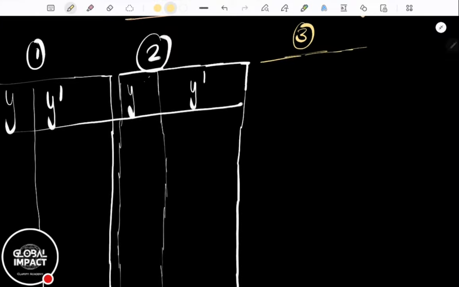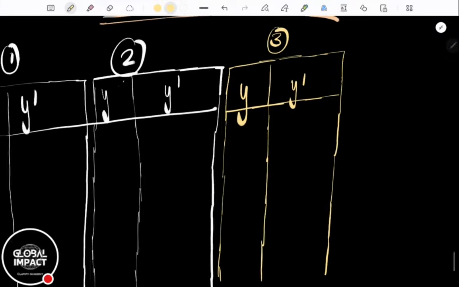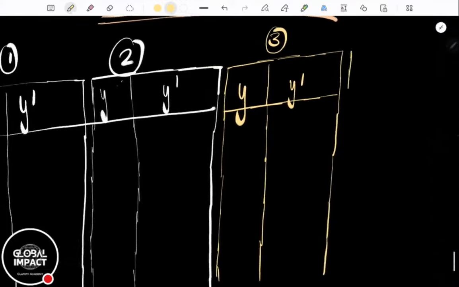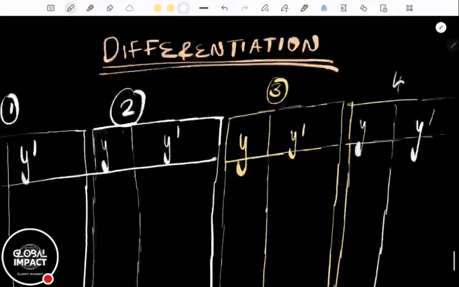For table number 3, I'm going to put the y and the y prime. So this is going to be y, then right next to it, I'm going to have y prime. Then I'm going to have table number 4. Table number 4, let's cook, okay? All the questions, we must be able to do them with this. We must be able to do the questions in a flash, real quick, as fast as possible. This is now y and this is y prime. So I have my 4 tables.